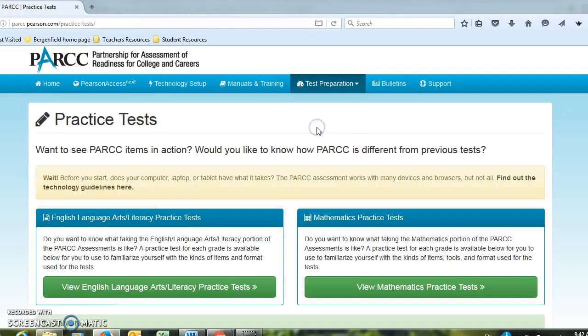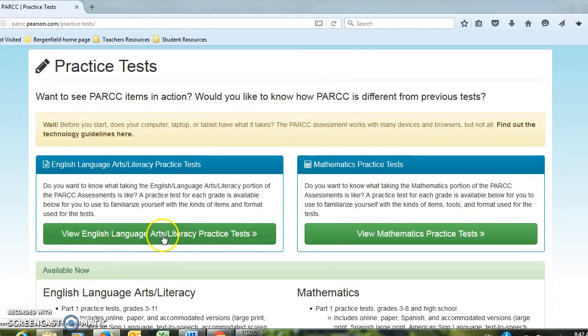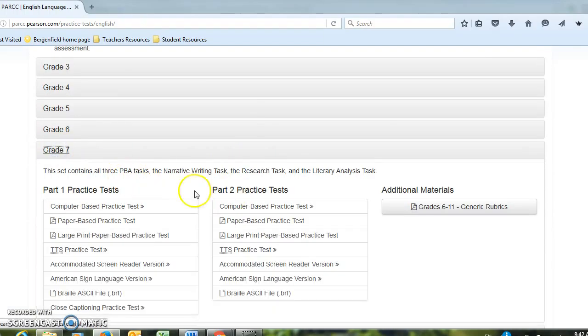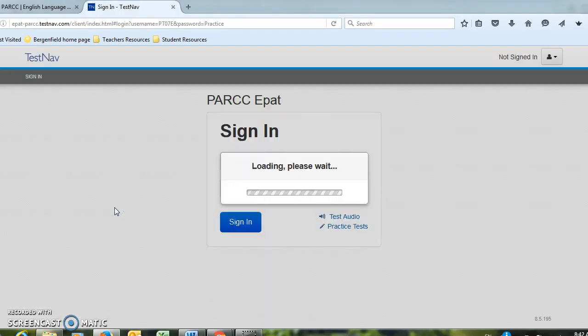I'm going to go to practice tests, and I'm going to click on English Language Arts, but you can also click on math from here. And I'm going to scroll down and choose grade 7. And I'm going to go to computer-based practice test.